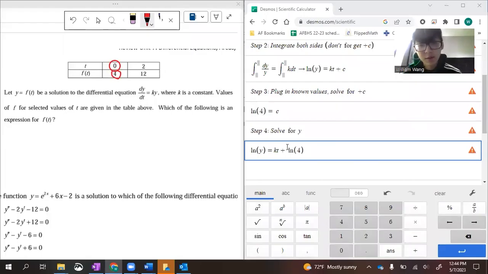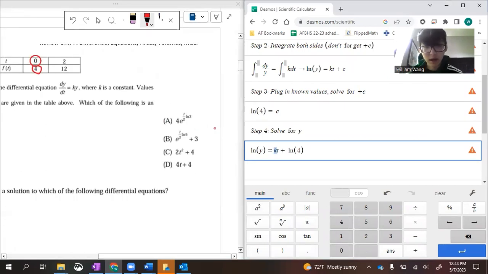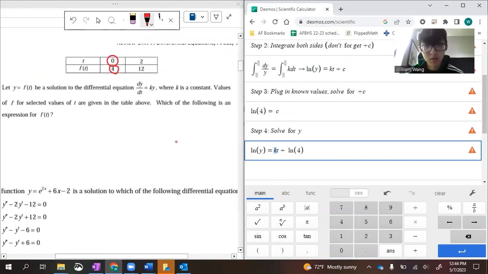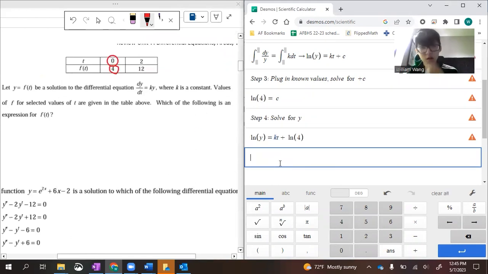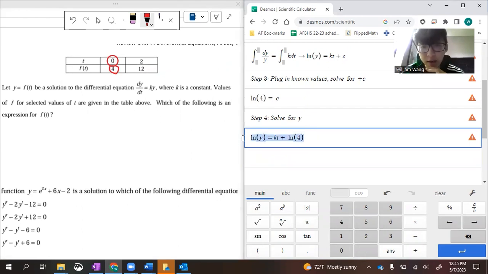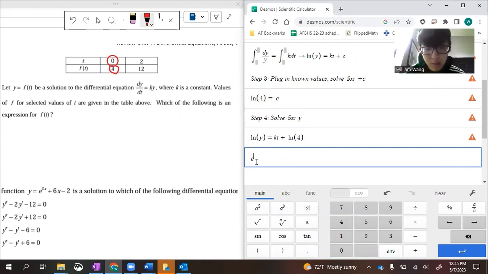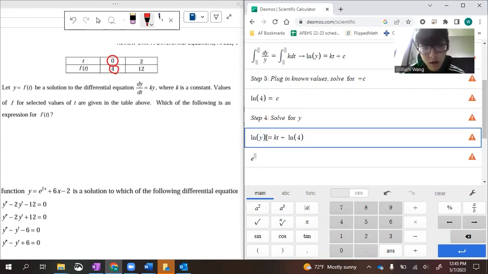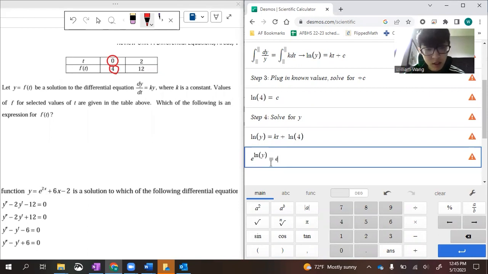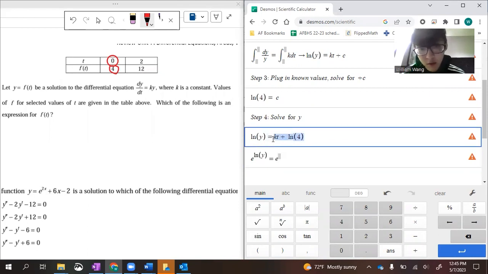All right, so let's keep going. One thing I'm keeping in mind, I still don't know what my k is, and it looks like all my answers know what k is. So I may have to solve for k at some point, just keeping that in mind. Let's solve for y. How do I get y out of this natural log? Well, remember, I put e to the power of both sides, so e to the power of natural log of y is equal to e to the power of this whole thing.